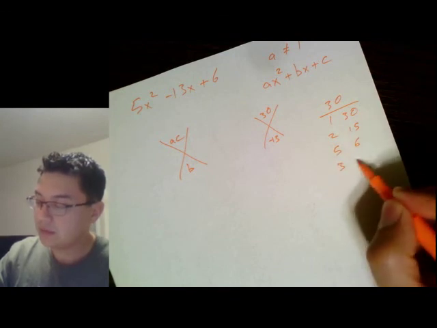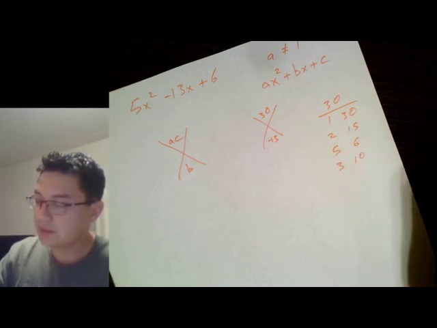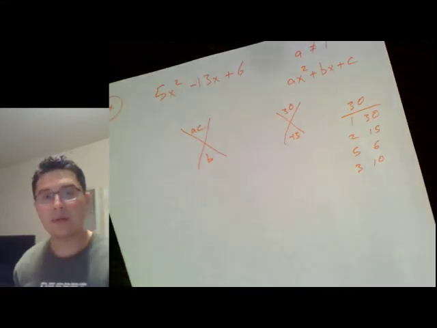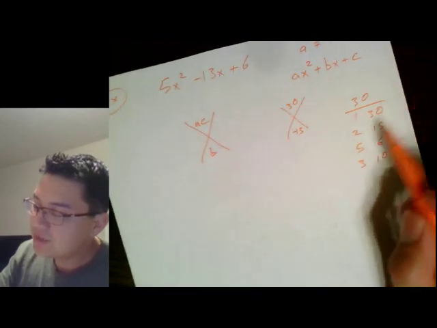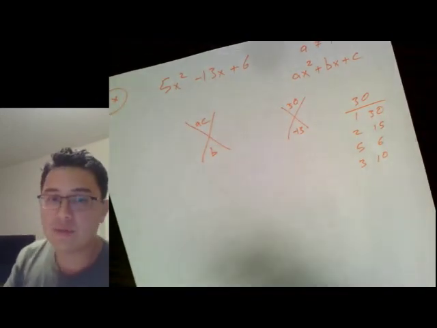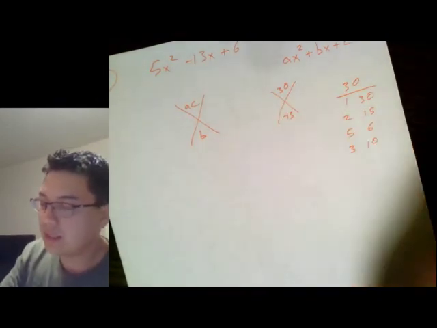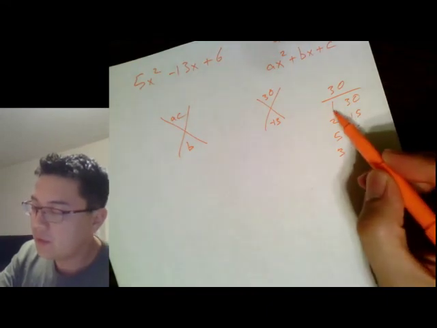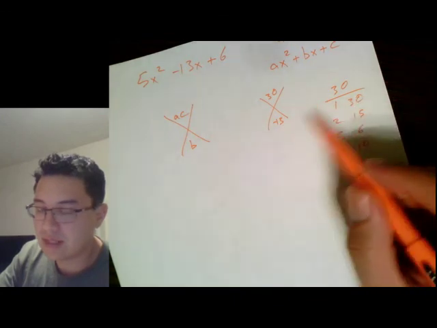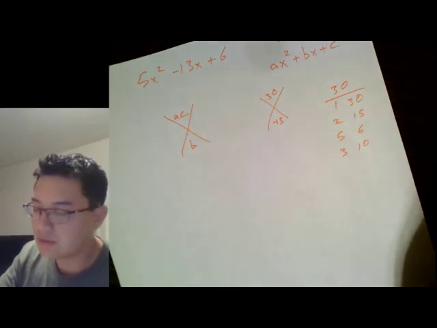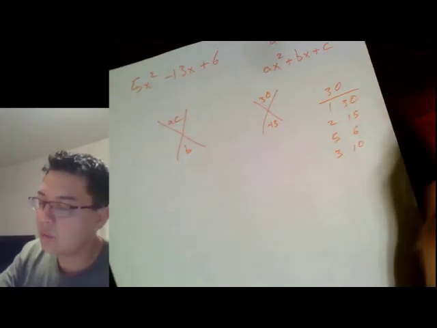3 and 10. Okay, are there any others? I don't see any others, so we'll run with those. And if I mess it up, I'll go back and fix this later. So we're going to try adding or subtracting terms together and see if we can get -13. So 1 plus 30 is 31, but 1 minus 30 is -29. Neither of those are really close to -13, so that's not going to work.